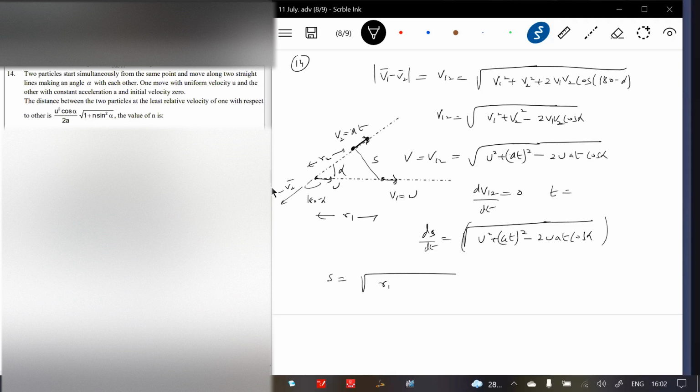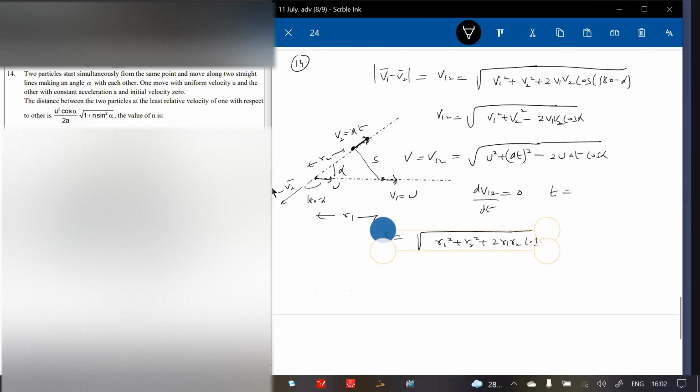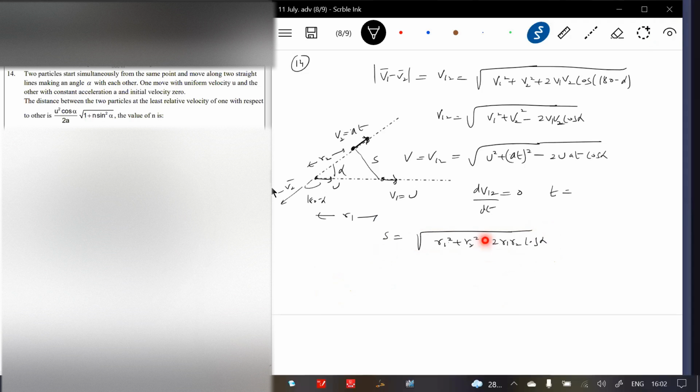So what is S is equal to R1 square plus R2 square. This will be lengthy, okay? I'll take it out. R1 square plus R2 square plus 2R1R2, angle between them cos alpha. Minus cos alpha, this is. What is R1? R1 is just u square into t. R2 square is, you have to calculate. Very messy, what is the use of such questions? Simple. Now substitute the value of t.